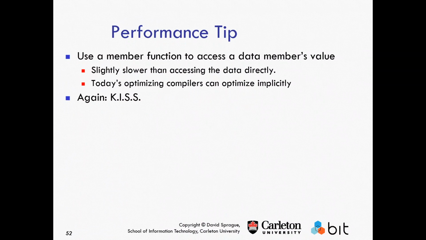Keep it simple, stupid is the big thing to always worry about, right? You can easily outthink yourself and get yourself into all sorts of trouble. If you use functions to access member variables, it is slightly slower, but I'm pretty sure optimized compilers nowadays will actually make it just as fast as directly getting the variable, and it keeps you from shooting yourself in the foot.